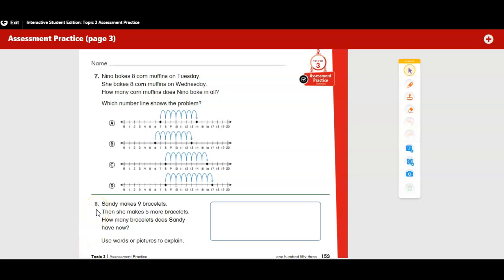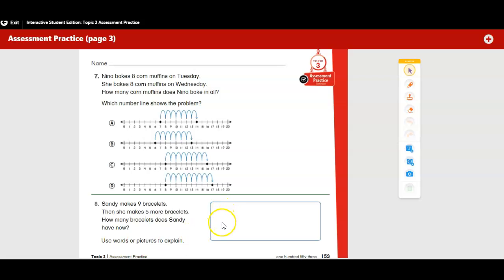Number 8 says Sandy makes 9 bracelets. Then she makes 5 more bracelets. How many bracelets does Sandy have now? Use words or pictures to explain.